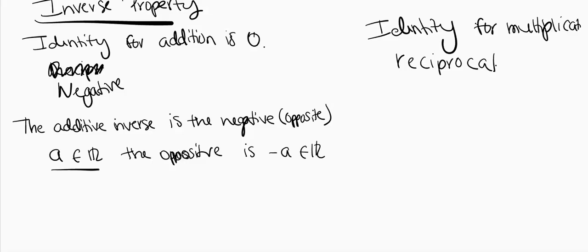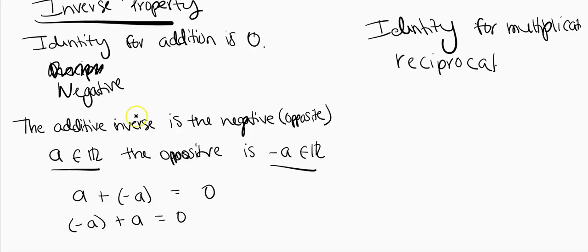In other words, if we were to add a value and its additive inverse, we'd have a plus negative a. Essentially, subtraction is just addition with its opposite, or the negative. So we know that a plus negative a will give us 0. Similarly, negative a plus a will also give us 0.